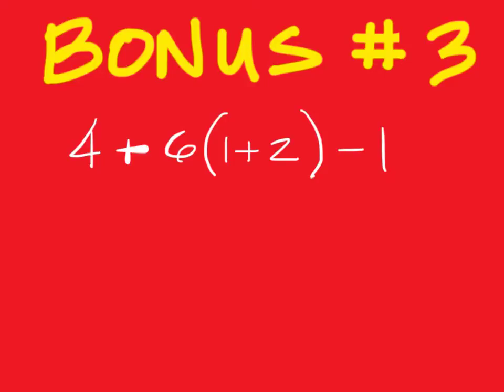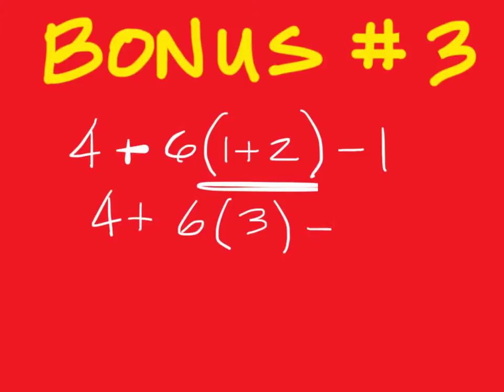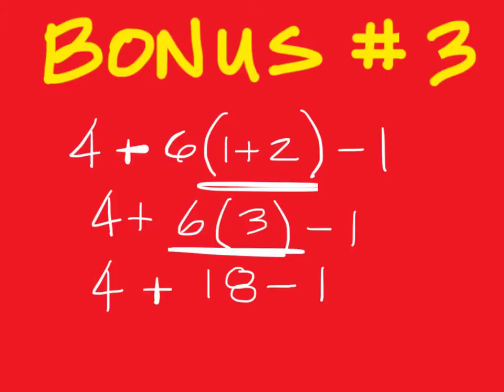You have to do what's in parentheses first. That's 1 plus 2, so that would be a 3. And leave everything else the same. And then do multiplication before anything else. 6 times 3 is 18. And now when you have nothing but addition and subtraction, you have to go in order from left to right. 4 plus 18 is 22. Then minus 1 is 21.